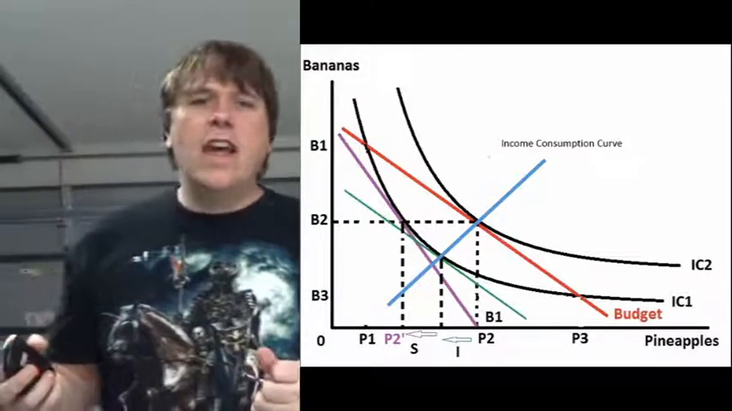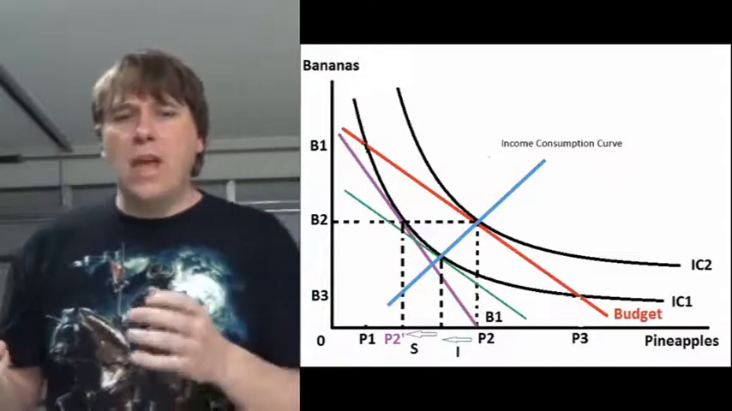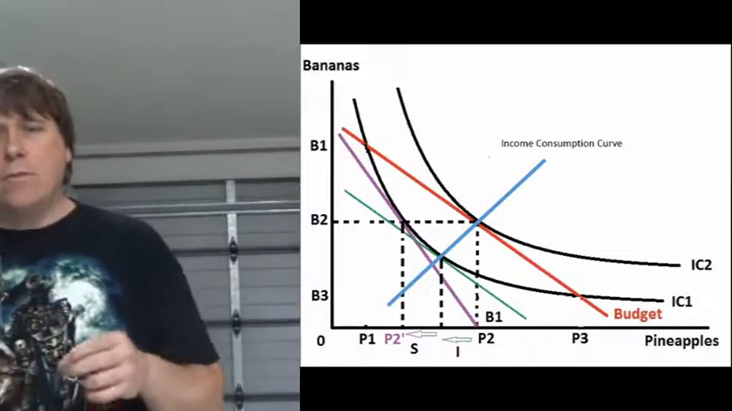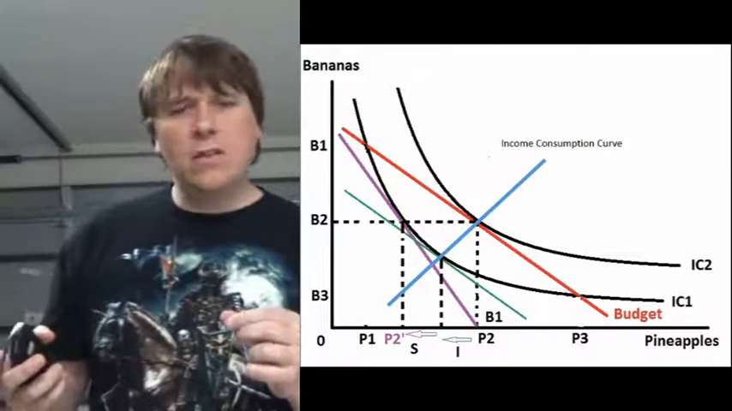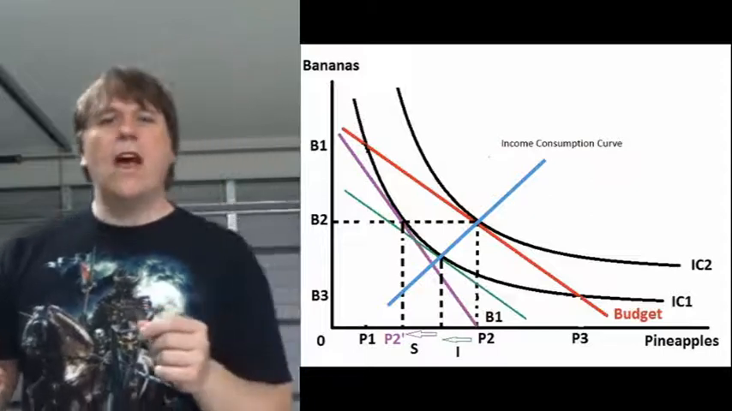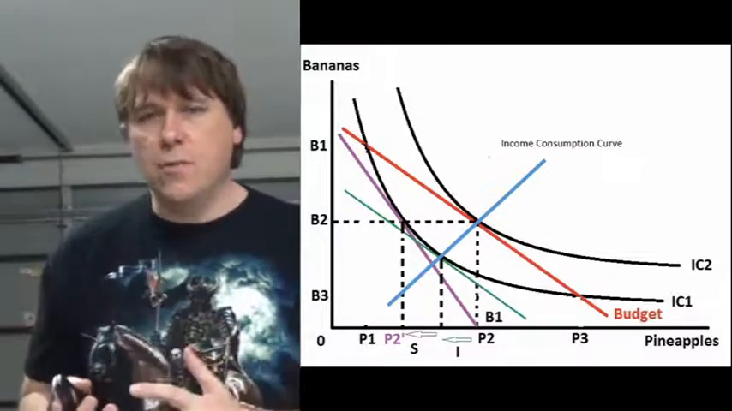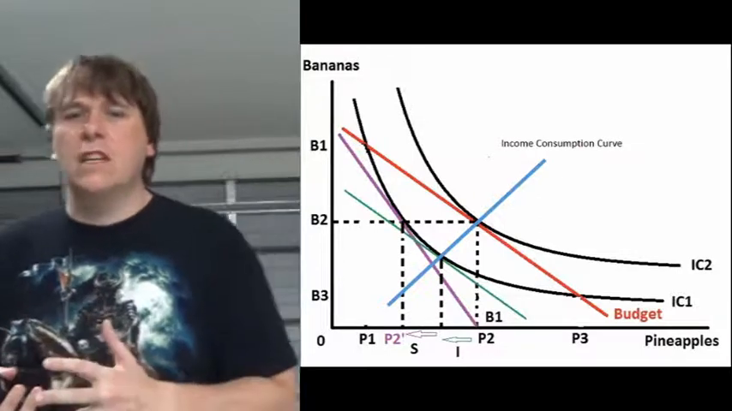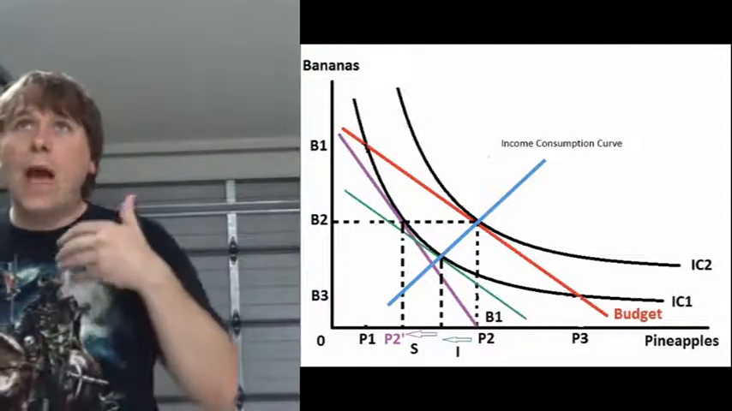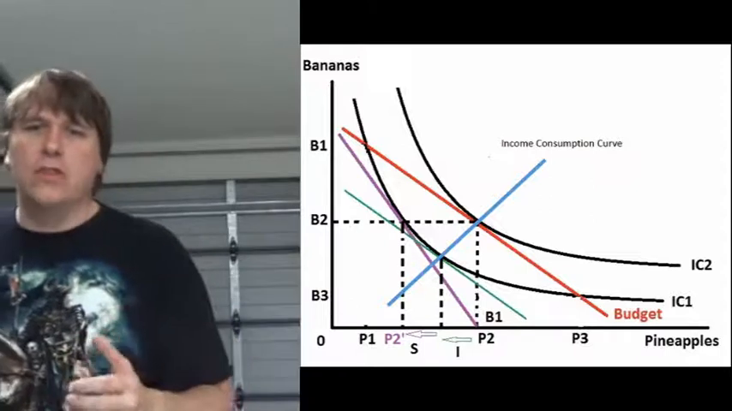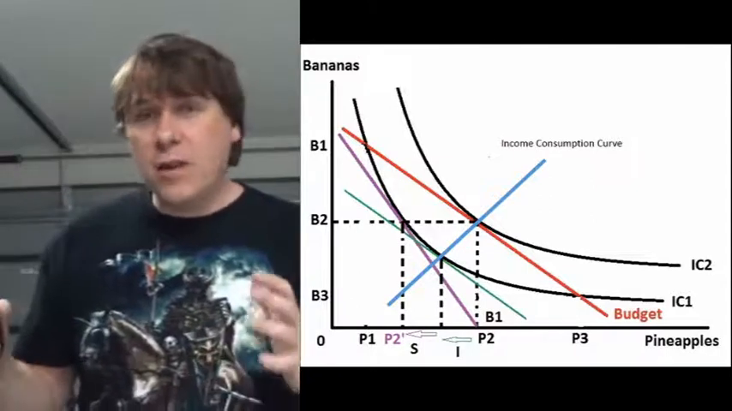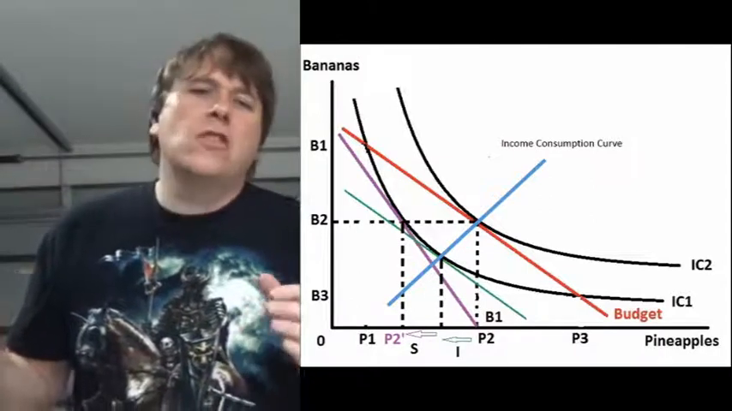So therefore you've got a net effect for pineapples. You go from P2 to the purple P2, the subscript of that. And with bananas, you also had an income effect, which reduced the number of bananas you're going to buy because of that reduced income. But you end up buying the same number of bananas because your substitution effect and your income effect were the same. And that's not always the case.